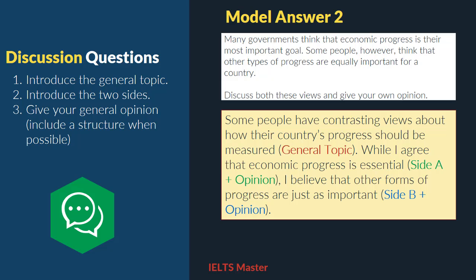So the structure for my essay is going to be the same as this. In the first body paragraph, I'll talk about why economic progress can be seen as essential, why it's very important. And in the second body paragraph, I'll talk about other forms of progress and why they are just as important. All right, this is a discussion question model answer introduction.